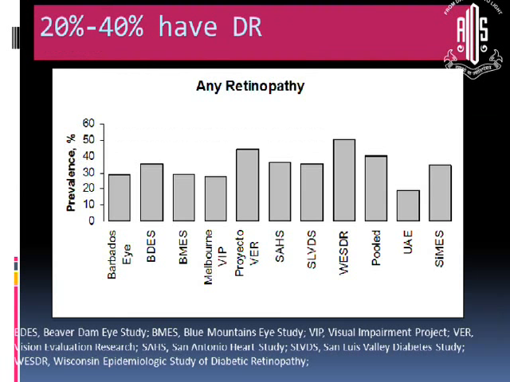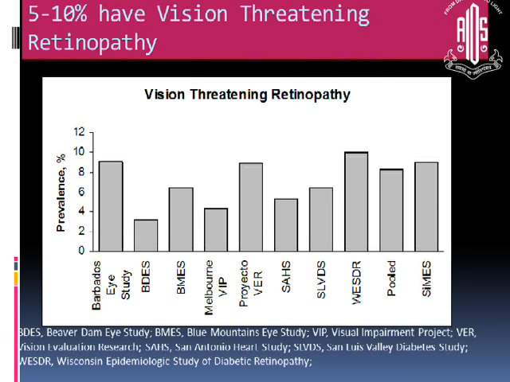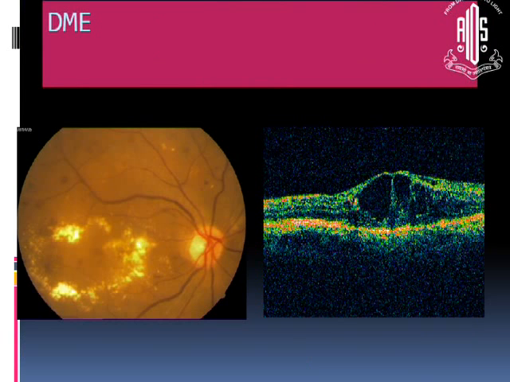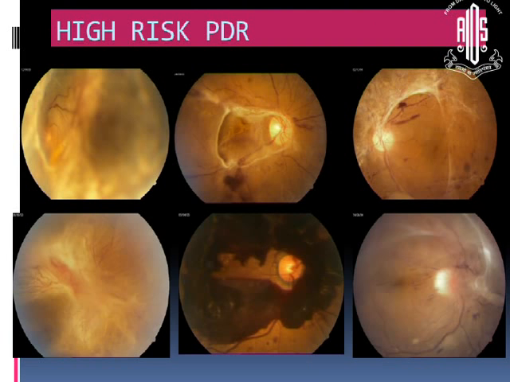Right now in India, 20 to 40% of diabetic patients have it. In some institutes it is 25%, in some 30%. The average is 28 to 30% all over the country. Of the diabetic patients who have diabetic retinopathy, 5 to 10% have vision-threatening diabetic macular edema, which is high risk.